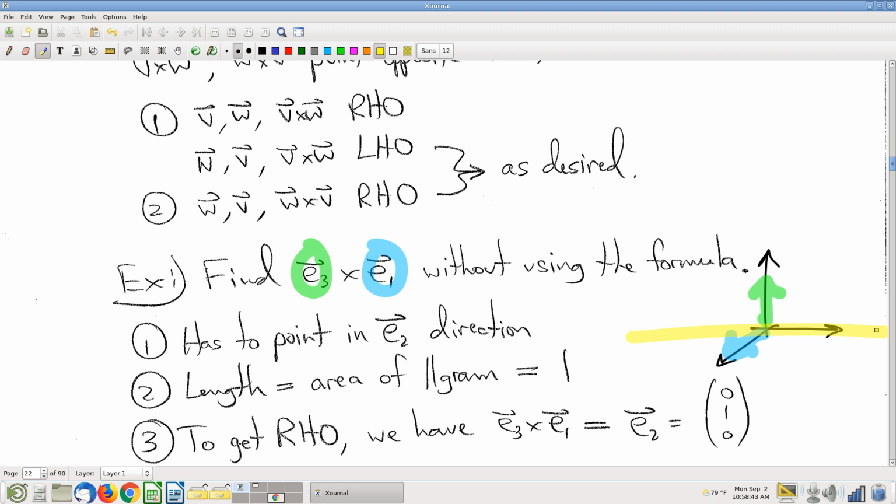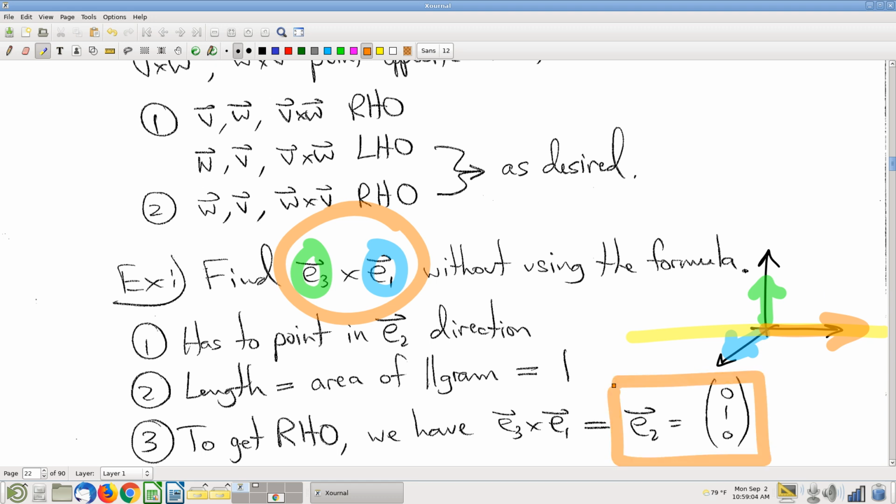So E3 cross E1. Look at my thumb. My thumb tells me which way to go. My thumb tells me that this cross product has to go that way a distance of 1, and there is only one vector of magnitude 1 that points in the positive direction along the y-axis, and that's E2: (0, 1, 0). Everybody on board? So I didn't do any algebraic calculations. It's a purely geometric argument. Okay.